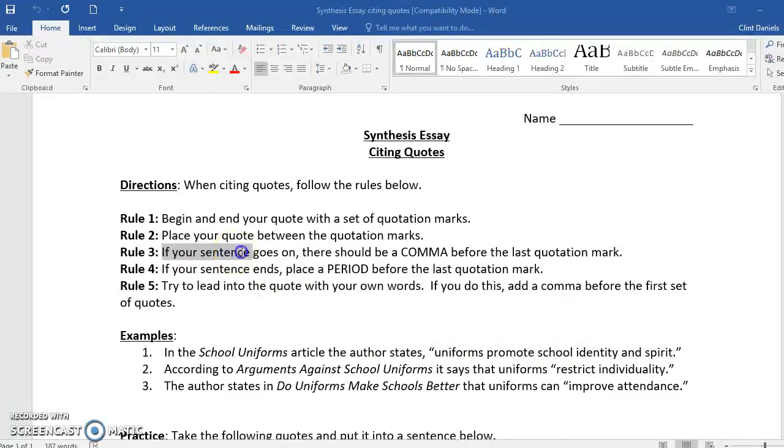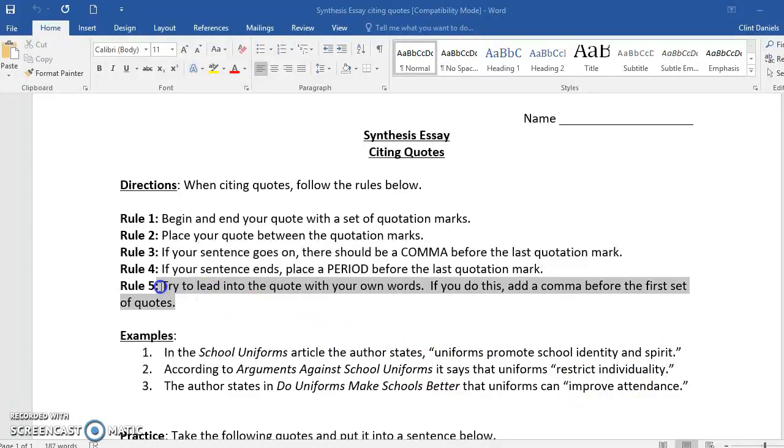Now, if your sentence goes on, there should be a comma before the last quotation mark. However, these three sentences right here, more than likely, they're just going to have a period, okay? And it's not going on, so I don't need a comma there. That's where I go to rule 4. If your sentence ends, place the period before the last quotation mark. So the period goes right there. Notice it goes before, okay? That's the spot where it's at, not after, but before, okay?